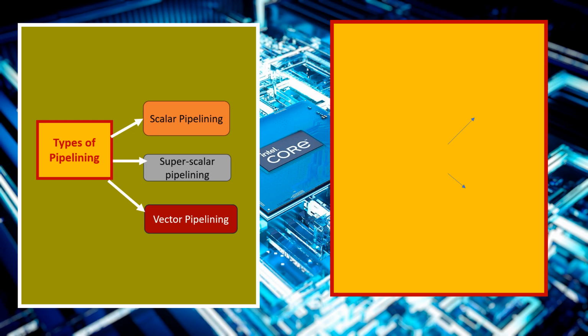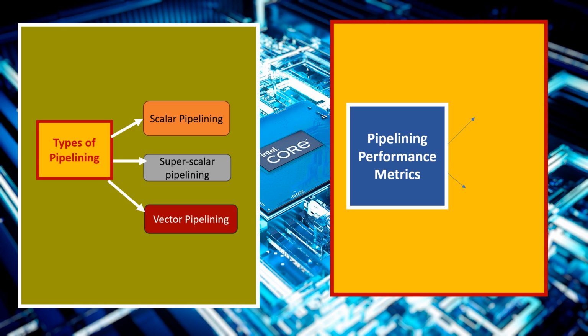Then next, we are going to discuss the pipelining performance metrics. Performance metrics are basically those features through which we can determine the performance and efficiency of the pipeline. The first is latency. Latency is the time it takes for a single instruction to pass through the entire pipeline from start to finish, meaning from the instruction fetch to result writing. So how much time that particular pipeline takes is called its latency.